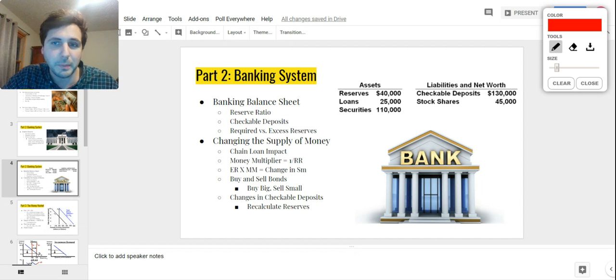Remember, if I change checkable deposits, I have to change my required reserves, and so a portion of that's going to come out of required reserves. But that's not the case with bonds. There's no regulation on it. Nobody's owed that except the government, so I don't have to hold aside any of that money.